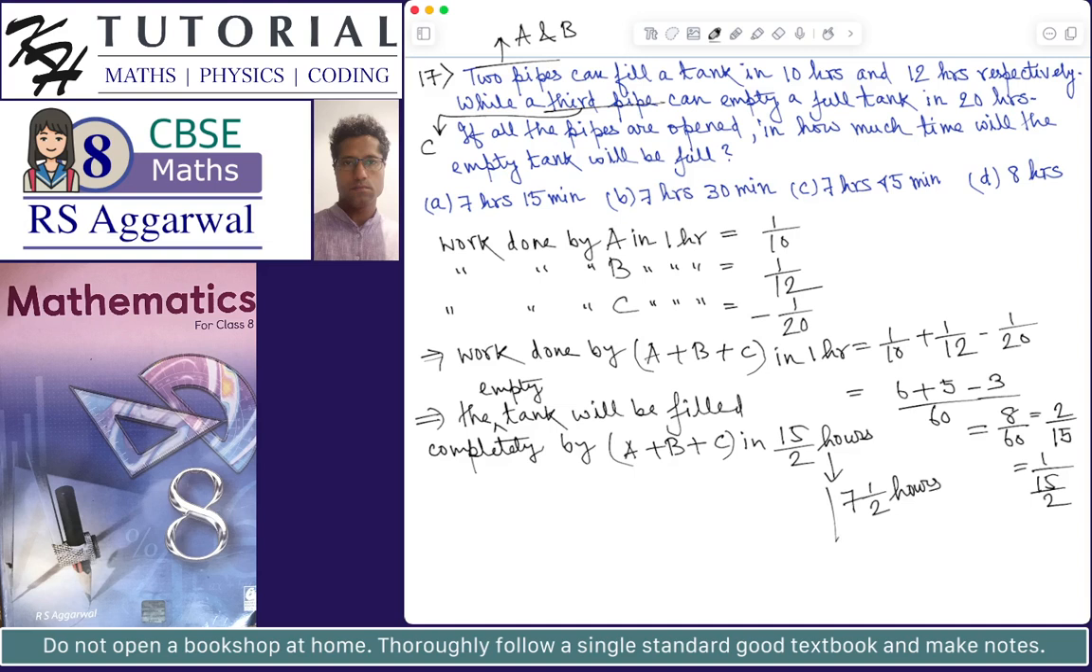Now, okay, so 7.5 hours is the answer, but the choices are given as hours and minutes. So 7.5 hours definitely means 7 hours and 30 minutes. So 7 hours 30 minutes should be the answer. That is, choice B is the correct choice. Let me quickly check the answer. Question number 17 is B, 7 hours 30 minutes.